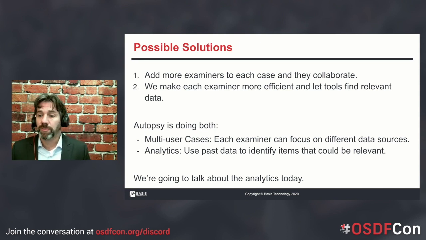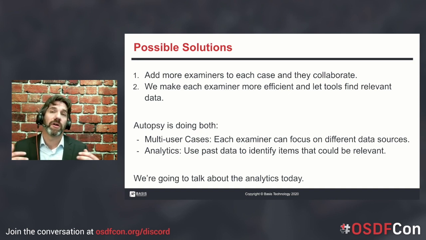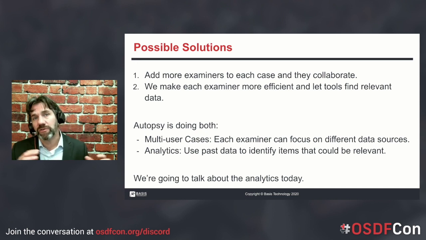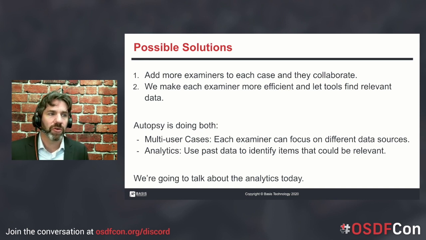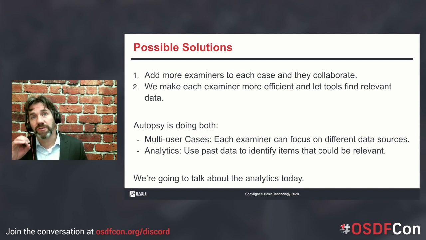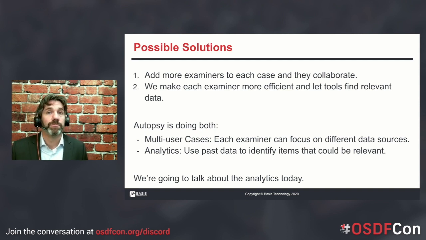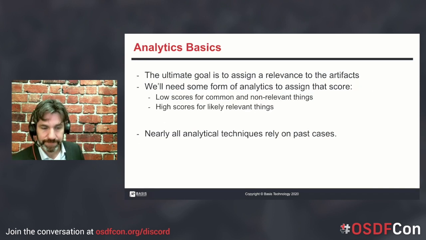Autopsy is actually making progress on both of these things, right? We've had multi-user cases for a while. You can have multiple examiners looking at the same case, different data sources, in a multi-user collaborative environment. They can tag things, see them, do joint reports, a whole bunch of things. So we've been working on that problem for a while. And then in the past year or so we started to focus more on the analytics, using past data and past things to identify what could be relevant and trying to figure out what those little pieces of relevance are inside this bigger and increasing data set. Today, we're going to focus on the analytics. We've talked many times in the past about the multi-user collaborative features. Right now, it's all about analytics.